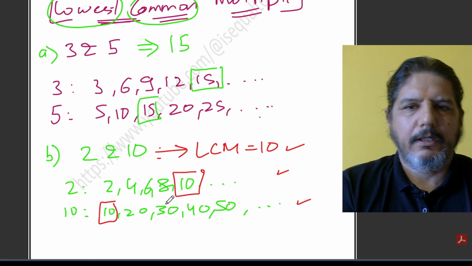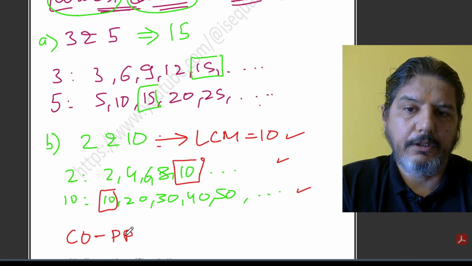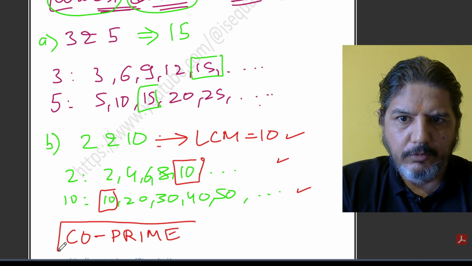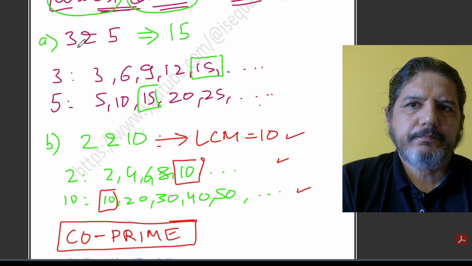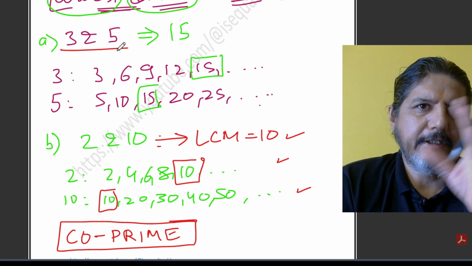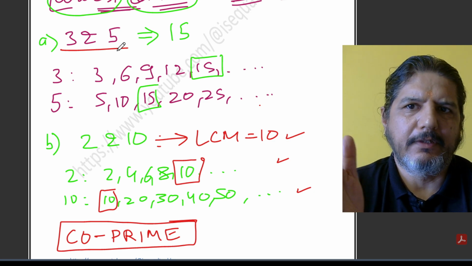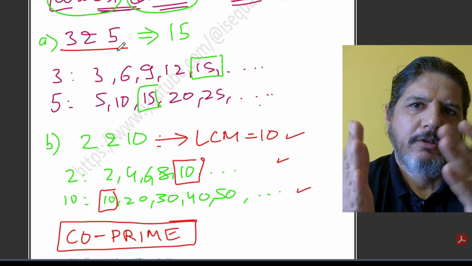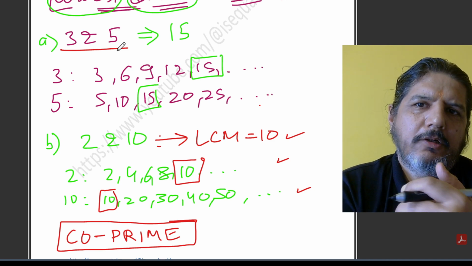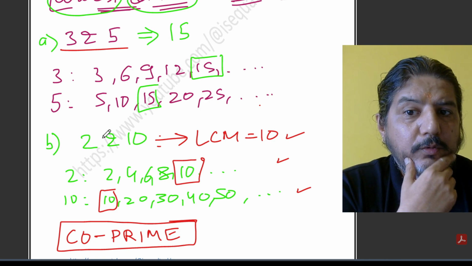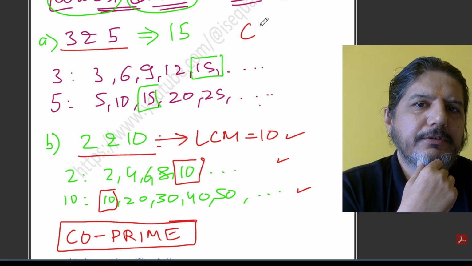Now there is a word which I want to introduce. I think many of you might not be familiar with this, but it's good to understand this term. The term is coprime. What coprime means is that if you take two numbers, for example 3 and 5, they don't have any common factor except 1. So if you look at 3 and 5, they are coprime numbers because they don't have a common divisor. The only common divisor is 1. But if you look at 2 and 10, there is a common divisor which is 2. So 3 and 5 are called coprime numbers.